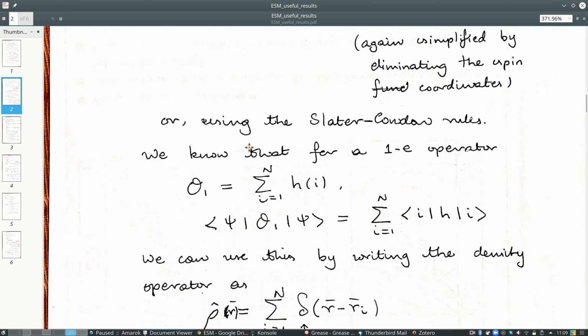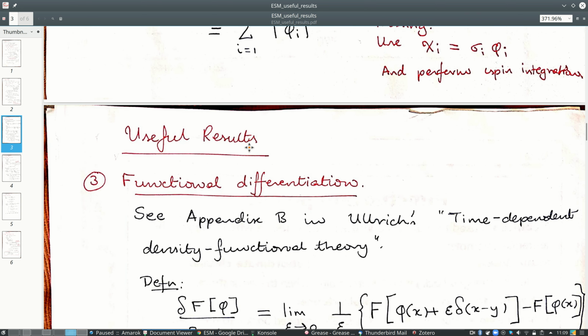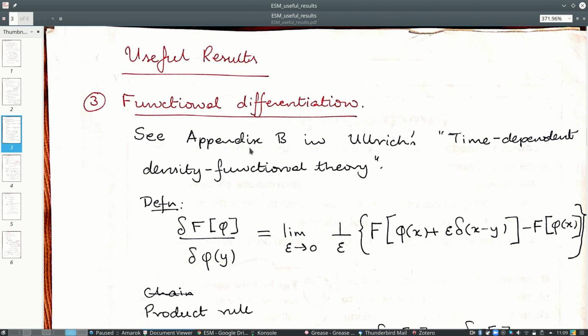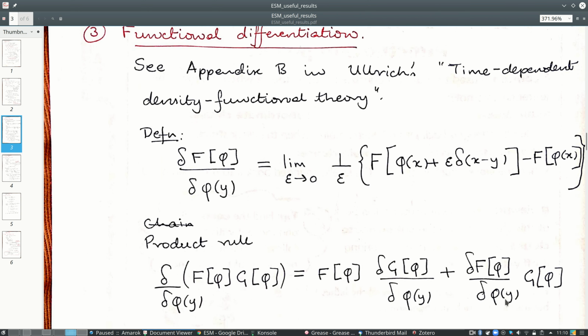Alright. Okay, so those two are done. Now I want to show you a bunch of results which we're going to use a lot in density functional theory, and these all relate to functional differentiation. In case you wanted to revise what functional differentiation is, I suggest you look at Appendix B in Carsten Ullrich's book on time-dependent density functional theory, which you will have available online. Okay, I'm going to pause this here for a little bit.